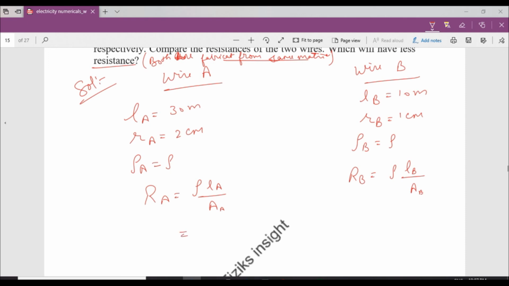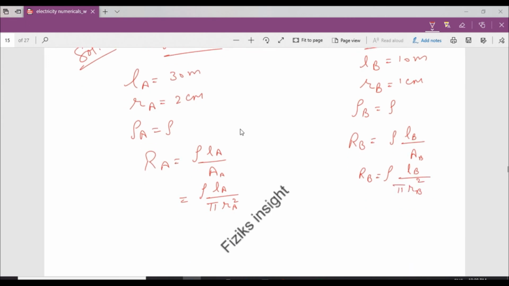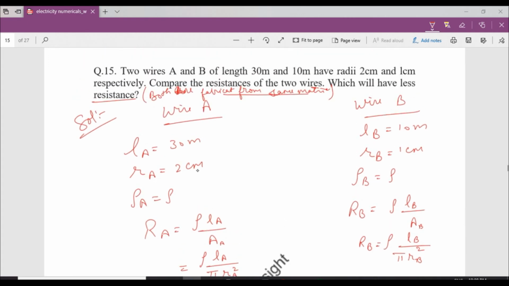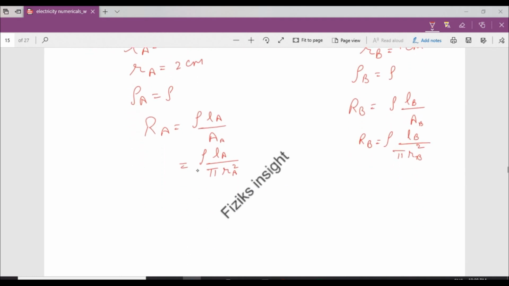Opening it again, RA is rho LA upon area of cross section, which is a circle, so it will be pi RA square, and RB will be rho LB upon pi RB square. Now all these things are given to us, and we are just going to compare which resistance is greater. Whenever you are given a comparison, we generally evaluate it in terms of a ratio, that one component is this much times the other. In order to compare that, we are dividing both the equations.